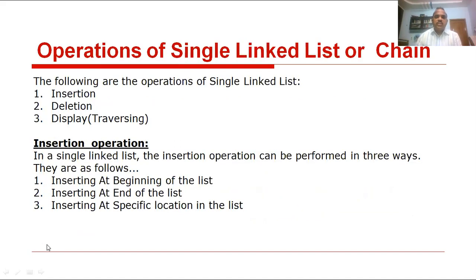So then, the operations of a single linked list. How many operations are there? There are three types of operations. The first one is insertion, the second is deletion, and the third is display. Display is also called traversing.